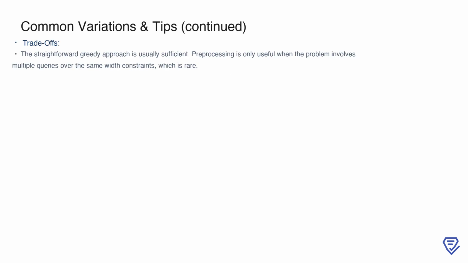Finally, let's consider trade-offs between these approaches. The straightforward greedy strategy is typically sufficient for solving this problem efficiently, as it maintains simplicity and achieves the desired linear time complexity. Pre-processing, while useful for optimizing repeated queries, is rarely necessary in this context, as the problem generally involves only a single pass through the input. Balancing these trade-offs depends on the specific problem requirements, but in most cases, keeping the solution simple and focused on the greedy approach is the best choice. By ensuring clarity and efficiency, you can confidently tackle this problem while avoiding unnecessary complexity.